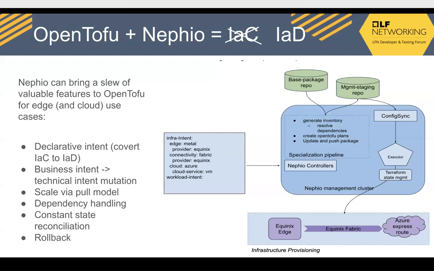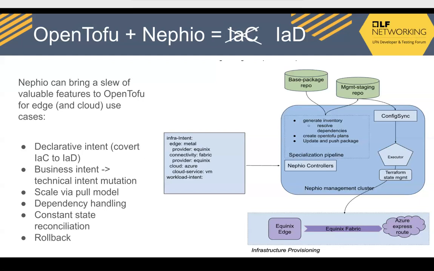The VLANs, Azure ExpressRoute, and BGP gateways are not specified in the intent itself by the user. Rather, these are resources which are inferred by the Nephio specialization controllers. The specialization controllers create an inventory plan in order to accomplish the user intent. And the plan then becomes input to the KRM functions, which know how to generate the OpenTofu plans for different providers.